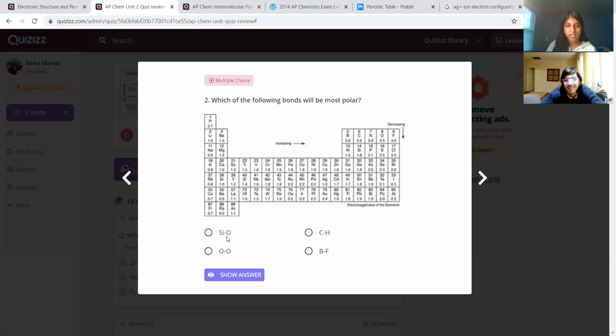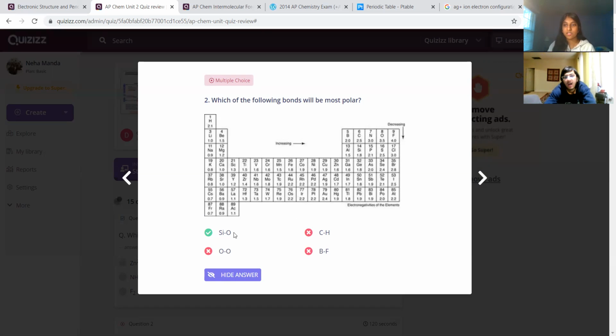So obviously, SiO would be 1.8 and 3.5, which would be a difference of 1.7. So I thought 1.7 is less than 2 for BF. There's a difference of 2. So I thought it would be BF. Yep. But it says it's SiO. I'm not sure why, honestly.